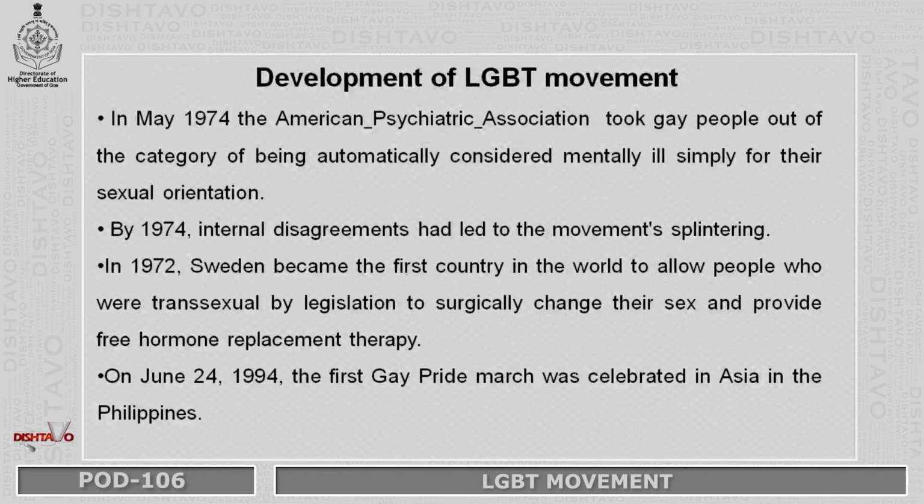In 1972, Sweden became the first country in the world to allow people who are transsexual, now this is different, by legislation to surgically change their sex and provide free hormone replacement therapy. So Sweden is the first country to do that. And on June 24th, 1994, the first Gay Pride March in Asia was celebrated in the Philippines. In India, it has come much later, after 2000, in this millennial decade, whereby the Pride Parade has started.